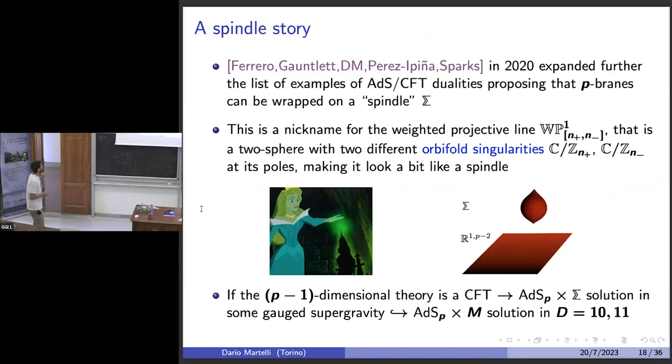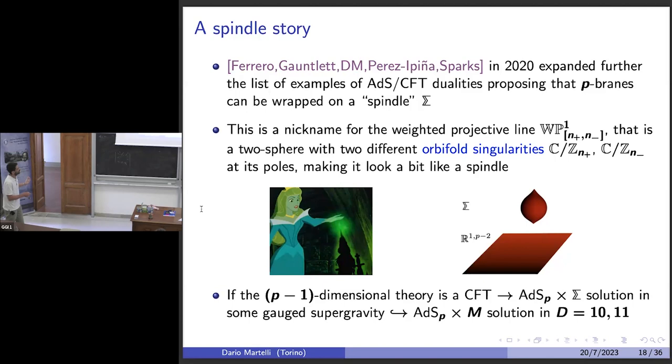So in 2020, this setup was further expanded in a paper and then in a series of papers with these collaborators here, where we made a proposal, which maybe sounds obvious, but at the time it looked almost wrong. You can actually consider supergravity configurations where you wrap your branes on objects which are singular. This was not considered before. And in particular, the object that we consider is a simple type of orbifold from the mathematical point of view.